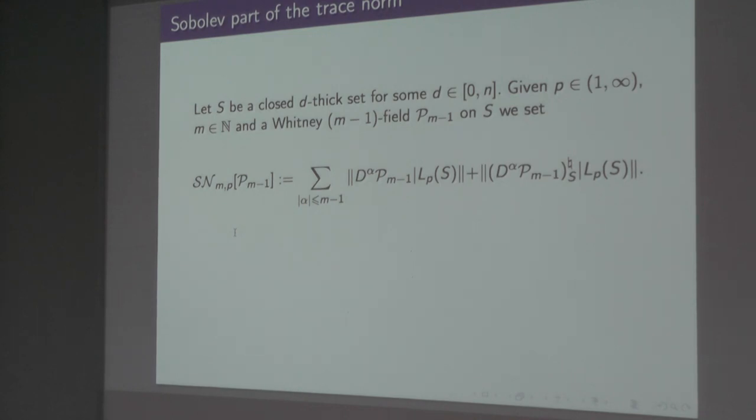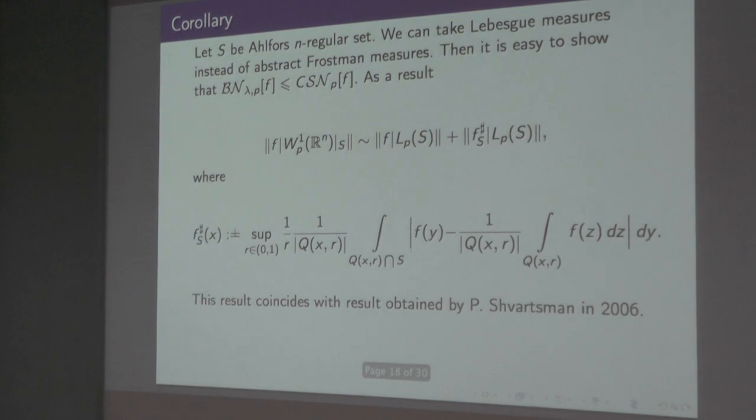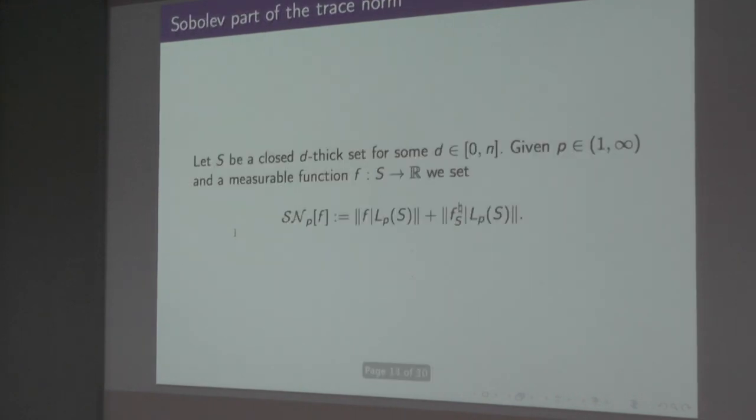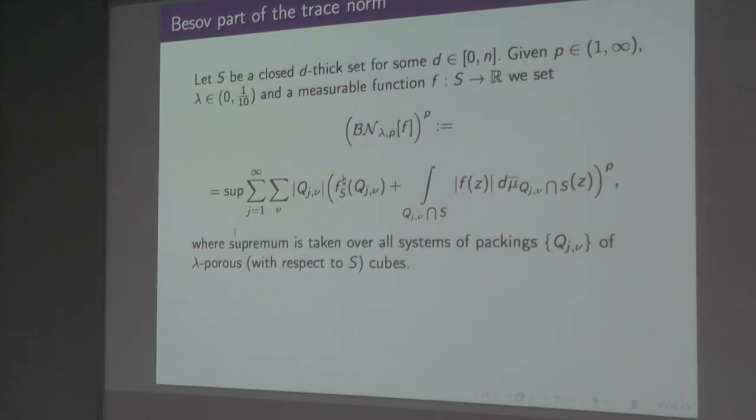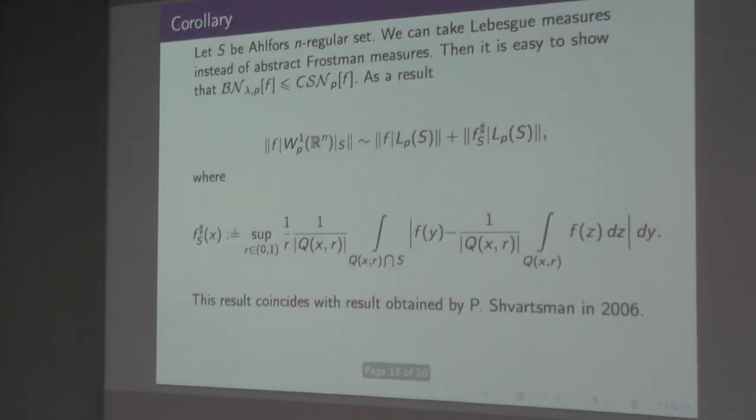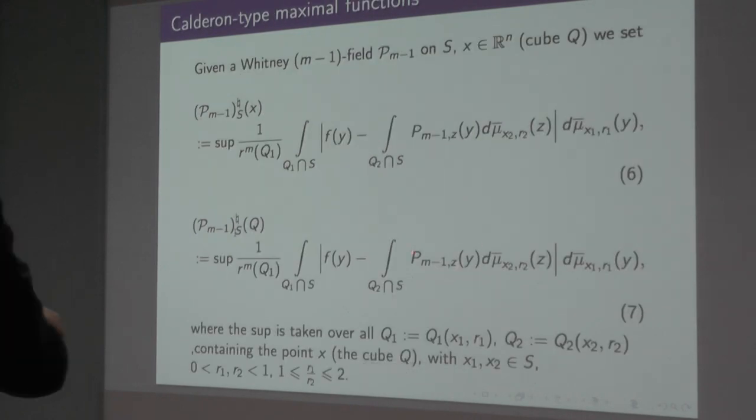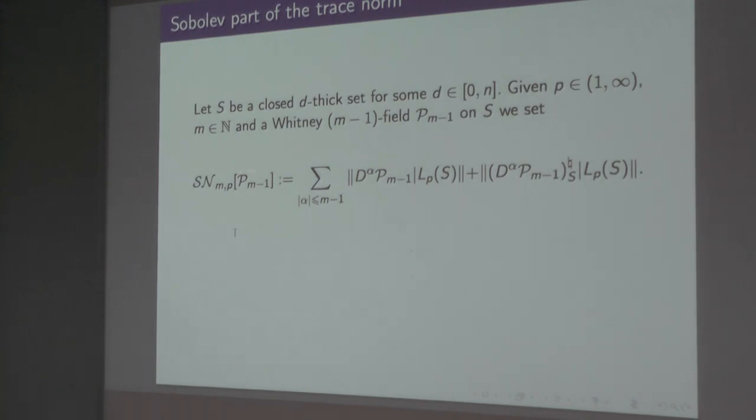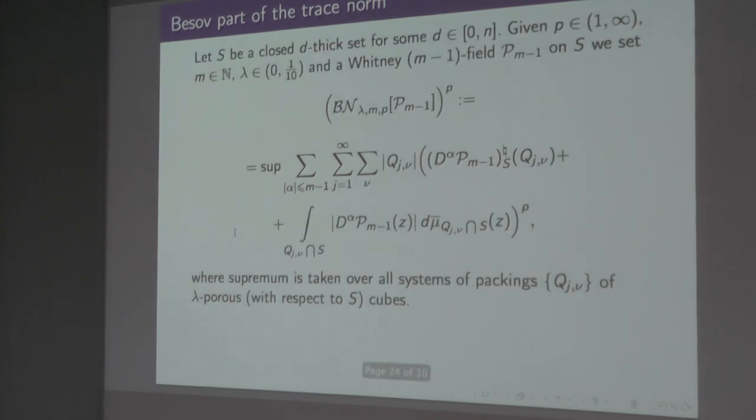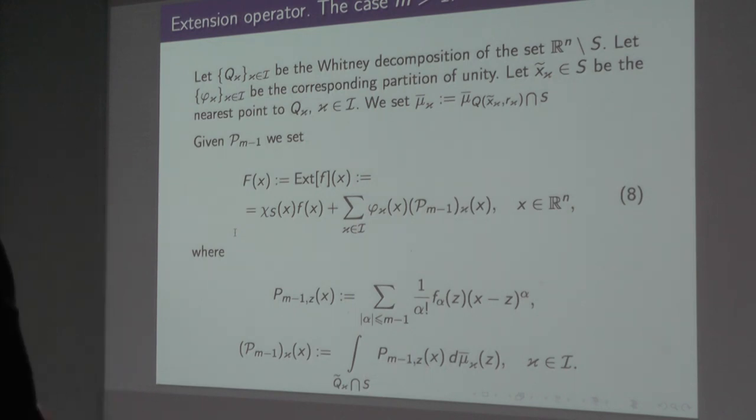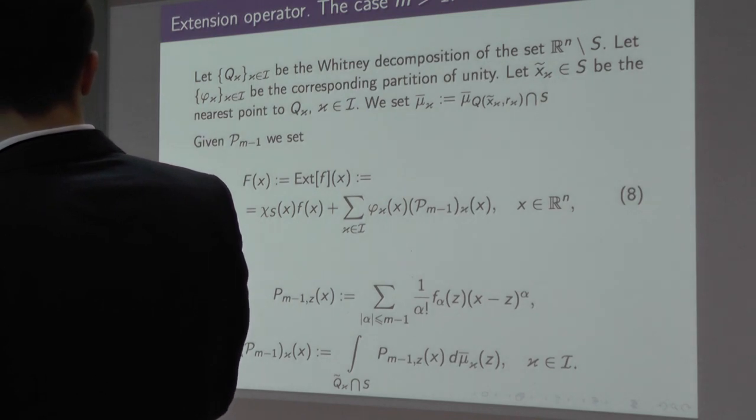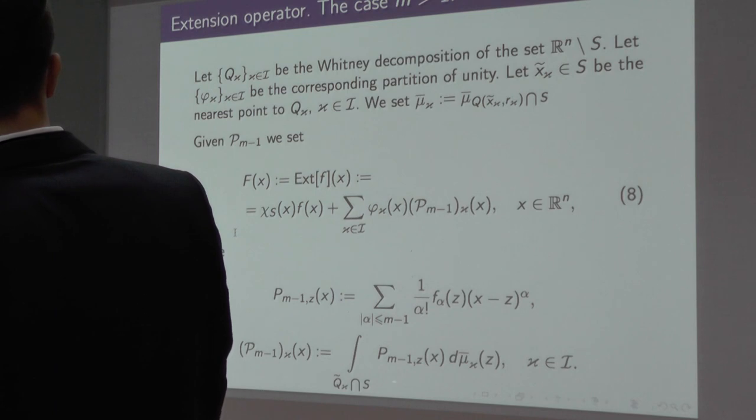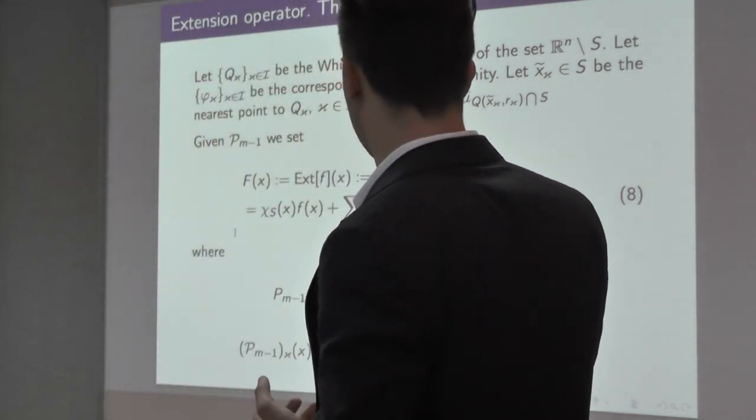Okay. And we introduce the functional S_n. This functional depends on m, not only on P. This functional is a generalization of this functional. This is when m equals 1, and this is when m equals 1. Here we use only function f. But here we have m greater than 1 and we use a Whitney field, not only one function f. Okay, and a natural generalization of our extension operator: if we write our polynomial in the following way, we should integrate our Whitney field over the intersection of cubes with S by a Frostman-type measure.